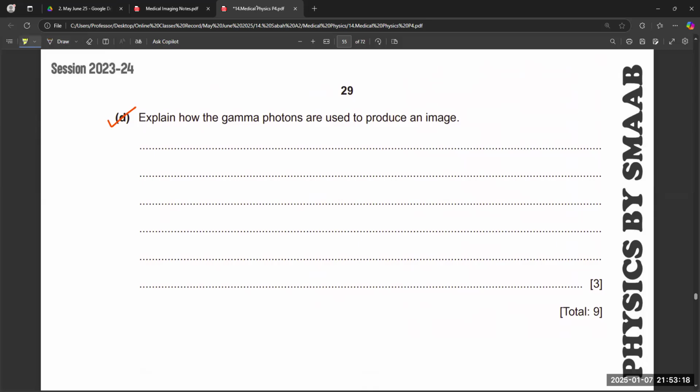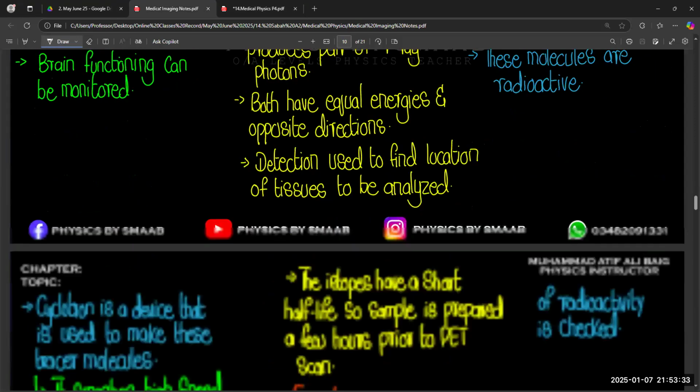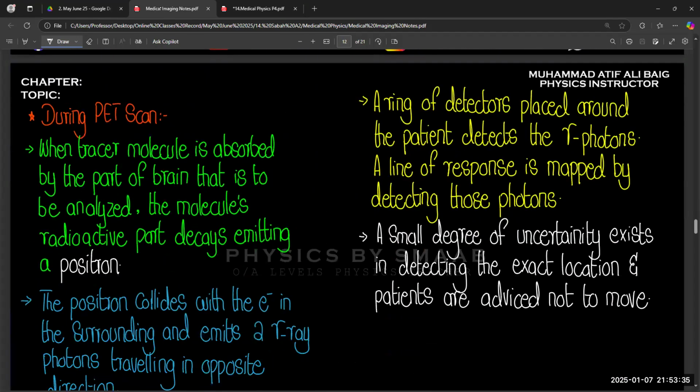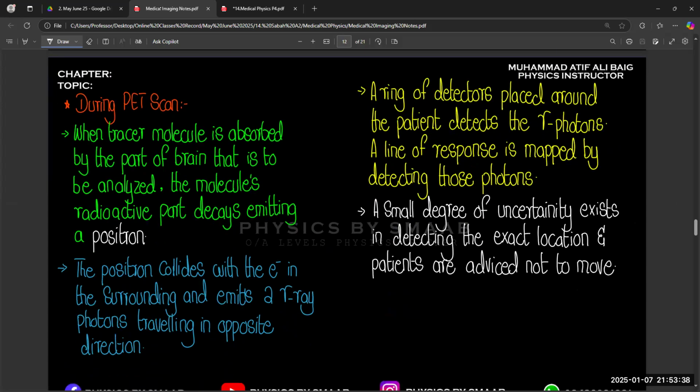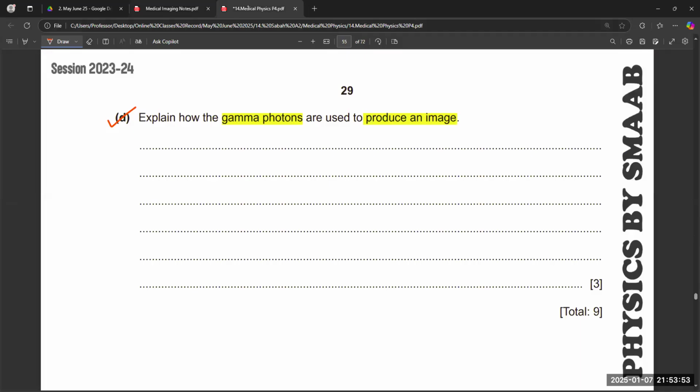In part D, explain how the gamma photons are used to produce an image. So this is only for 3 marks. You need to explain how gamma photons help you to produce an image. So during this process, what happens when the molecule is absorbed by the part of the brain? It is analyzed and it decays into a positron. This is the first process we already mentioned. Now they are asking about the gamma photons directly.